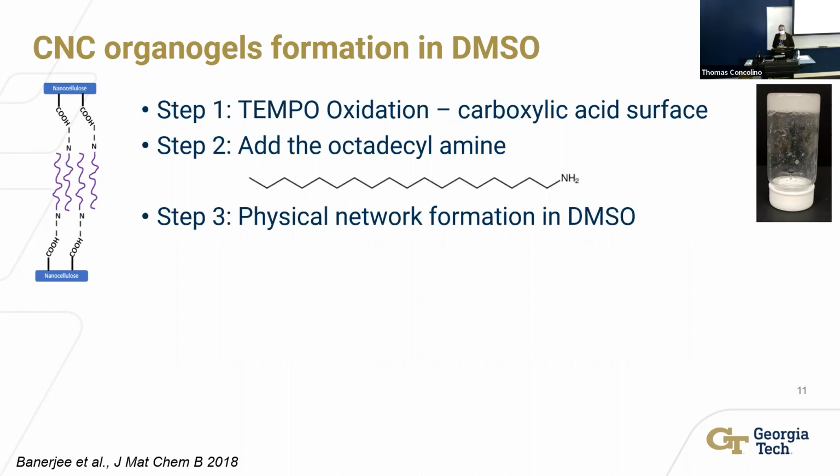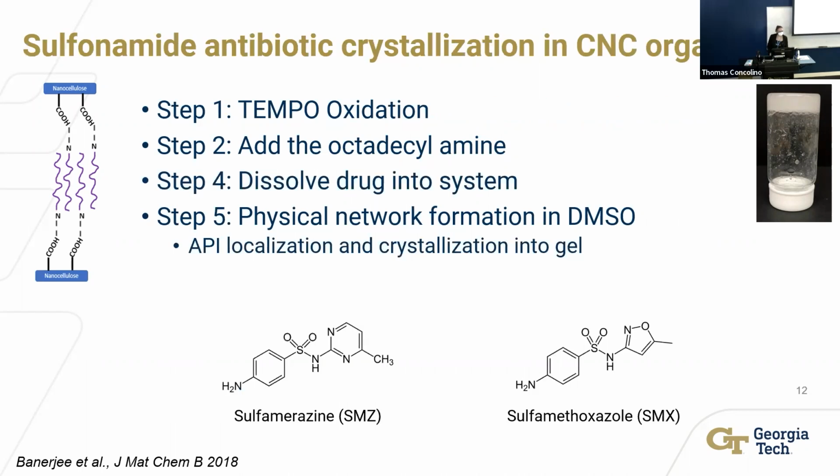And then we did the physical network formation. The solvent we chose was DMSO because we could disperse cellulose nanoparticles in that relatively well. We did not do water like hydrogels because drugs are not soluble in water. So it would not help us very much. So when we add the drugs to these, we do them after we're adding our octadecylamine. We dissolve the drug into the DMSO, and then we do the heating and cooling that leads to the network formation. And the first 2 drugs I'm going to talk about are sulfur-based drugs, sulfamerazine and sulfamethoxazole.